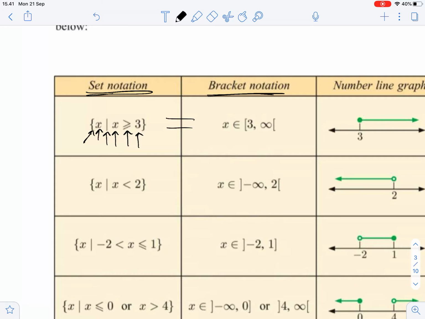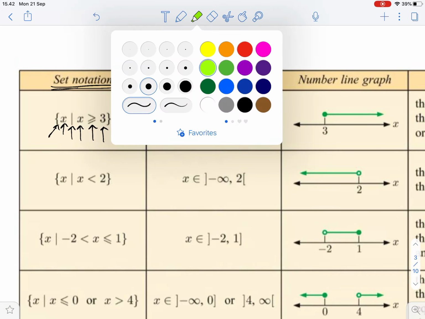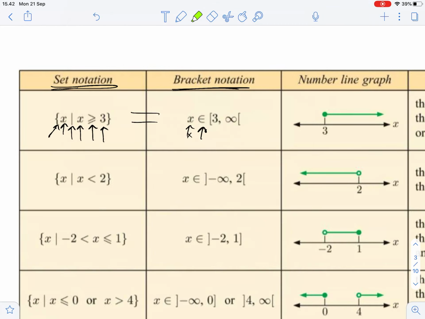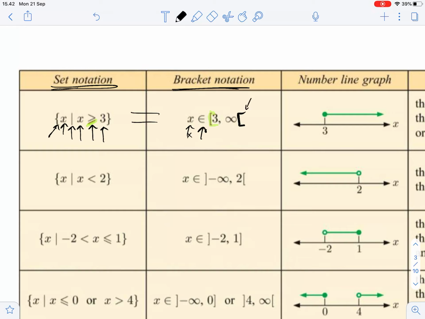Now, bracket notation is saying the same thing. These are the same thing, but it's written differently. This is saying x is an element such that, now this right here, that bracket, when it's facing inwards, that's including 3. That little bracket, when it's including, that's saying it's equal, it's including 3. When you have a bracket facing out like that, that's excluding. So including and excluding. So down here, this is an example of something that is excluding both negative infinity and 2. Okay. Anyways, back here.